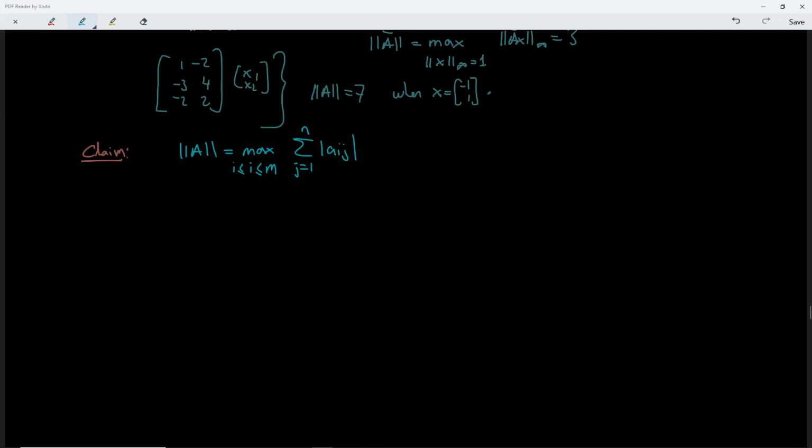So it is i from 1 to n. Okay. So this is the ith row, and you sum the elements on the ith row. Okay, so we will try to show that. Let's try to do that.